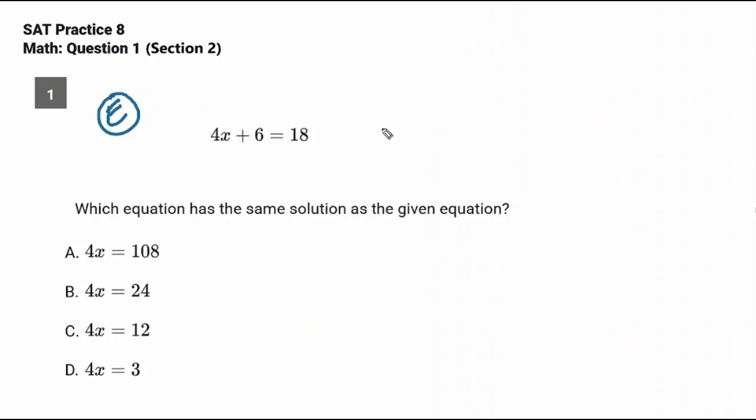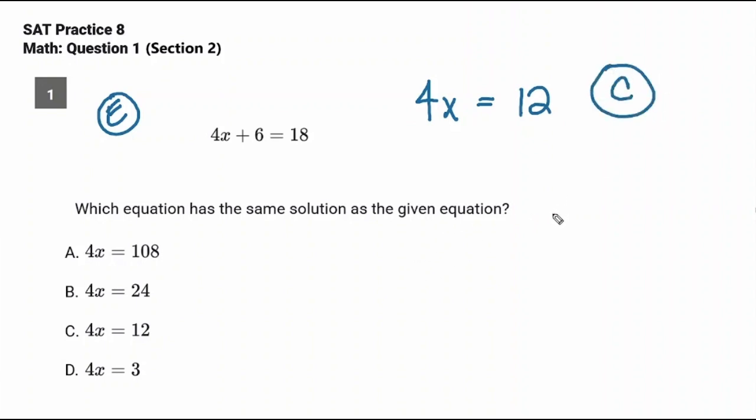So there's a real easy way to do this. 4x plus 6 equals 18. Which equation has the same solution as the given equation? You look at the answer choices, you see they're all 4x. So you're just looking for 4x. You're going to move the 6 across the equal sign. It's going to become negative, so it's 18 minus 6, which is 12. 4x is 12. Easy questions have one-step math.